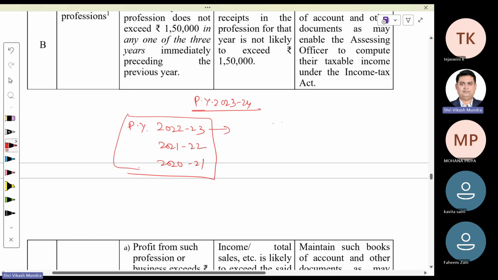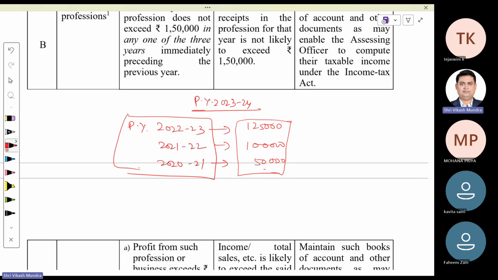In this year, my gross receipt from my profession was, say, rupees 1,25,000. In this year, my gross receipt from my profession is 1 lakh. In this year, my gross receipt from my profession is only 50,000. Since in none of the years my gross receipts from this profession exceed rupees 1,50,000, I am not supposed to follow Rule 6F.